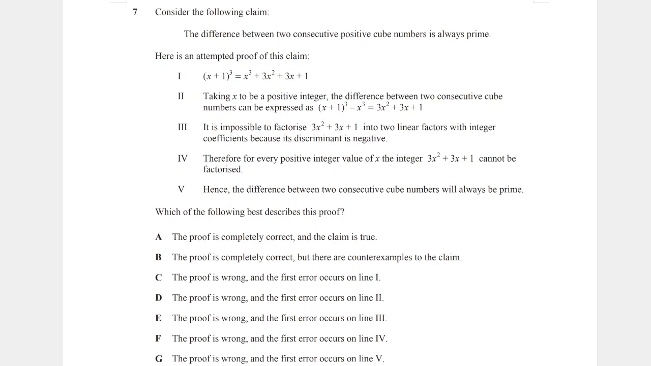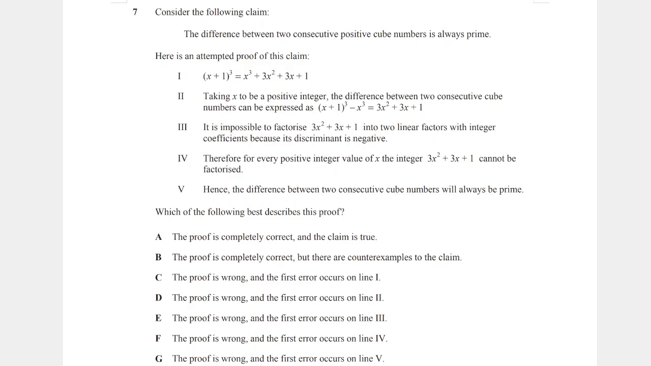All right, so this is a classic proof question, TMUA, when you have to see if there are false claims in the proof. Okay, so line 1, (x plus 1) all cubed equals to that. Okay, binomial expansion, I don't disagree with that. Okay, how about line 2? Taking x to be a positive integer, the difference between two consecutive cube numbers can be expressed as (x plus 1) cubed minus x cubed equals 3x squared plus 3x plus 1. Okay, so it's just purely algebra, I think it's acceptable.